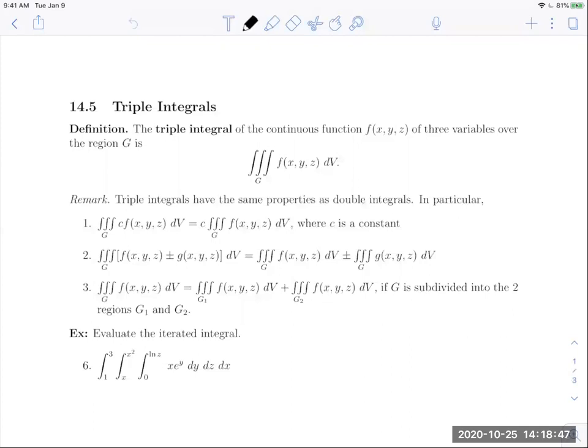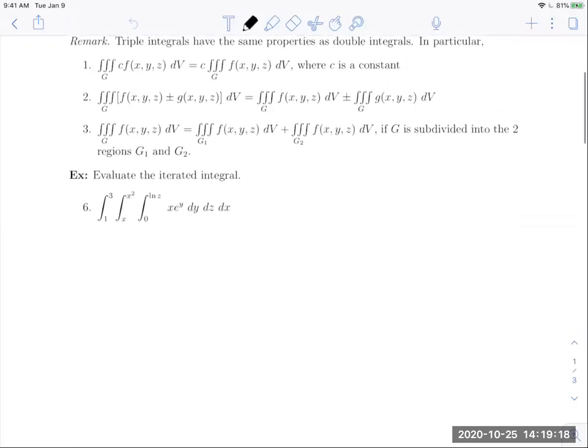So I have a remark here that's going to talk about several of the properties of triple integrals. The first one says that constants can be pulled out front. The second property says that the triple integral can be distributed across sums and differences. Of course, we know that's not going to be true with products and quotients. And finally, property 3 says that you can split up your region G into two regions, G1 and G2. And after subdividing, then you can carry out the sum of those two triple integrals.